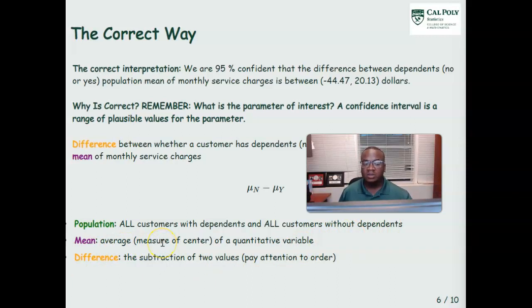And the actual statistic that we're after for each of these groups is the average, which is a measure of center of the monthly service charges. More specifically, we're looking at the difference between the two groups. So when it comes to interpreting confidence intervals, we are not just looking at one group regarding two independent population means, we're looking at the difference between these two groups. So let's look at some misconceptions.